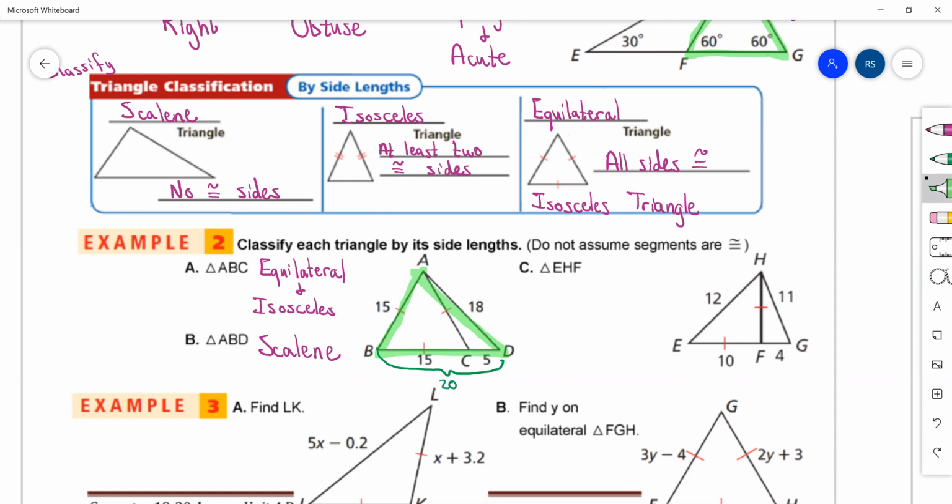And now we're at part C. They ask us about triangle EHF. These two marks tell us that two of them are the same. Which one has at least two the same? Isosceles. These two marks tell us that's an isosceles triangle.